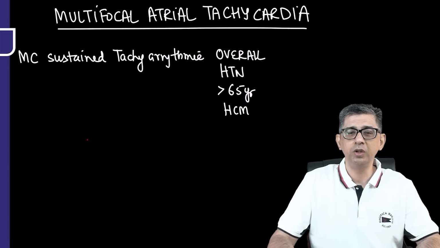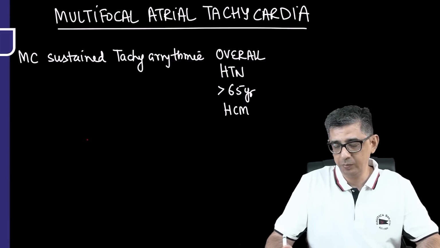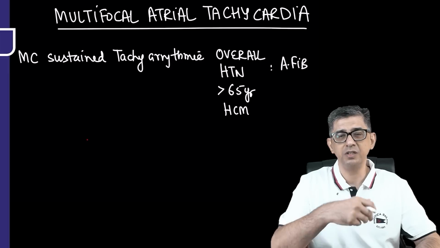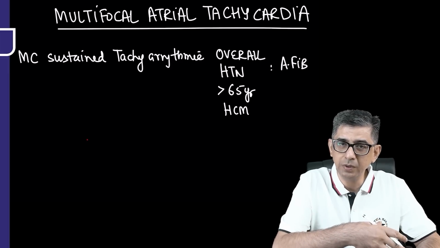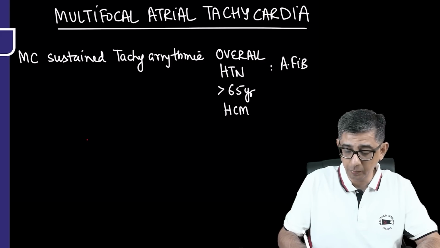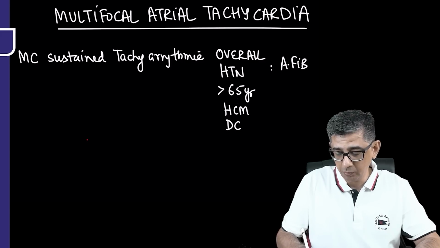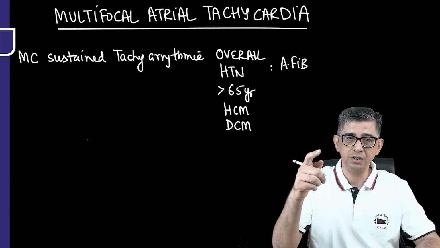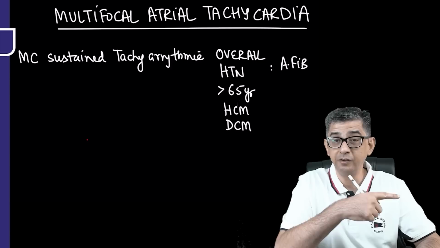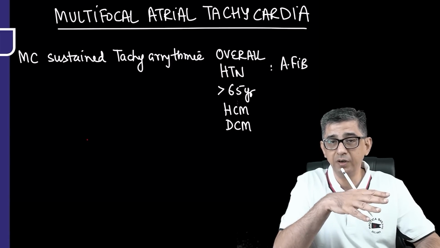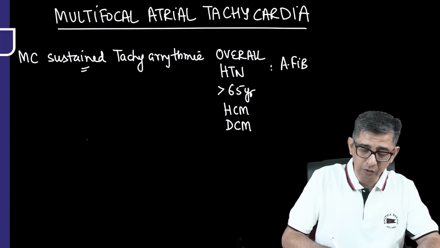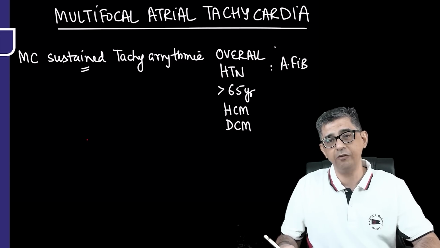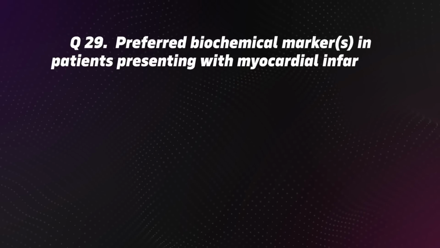I've already explained to you that the overall most common sustained tachyarrhythmia in clinical practice is atrial fibrillation. And even if he changes the question and says what's the commonest tachyarrhythmia in a hypertension patient, geriatric patient, or even cardiomyopathy patient, he might say hypertrophic cardiomyopathy, dilated cardiomyopathy, the answer is still atrial fibrillation. You see, sudden death in hypertrophic cardiomyopathy is ischemic ventricular fibrillation. But if it uses the word sustained tachyarrhythmia, then even in hypertrophic cardiomyopathy, the answer to all of these questions is atrial fibrillation.